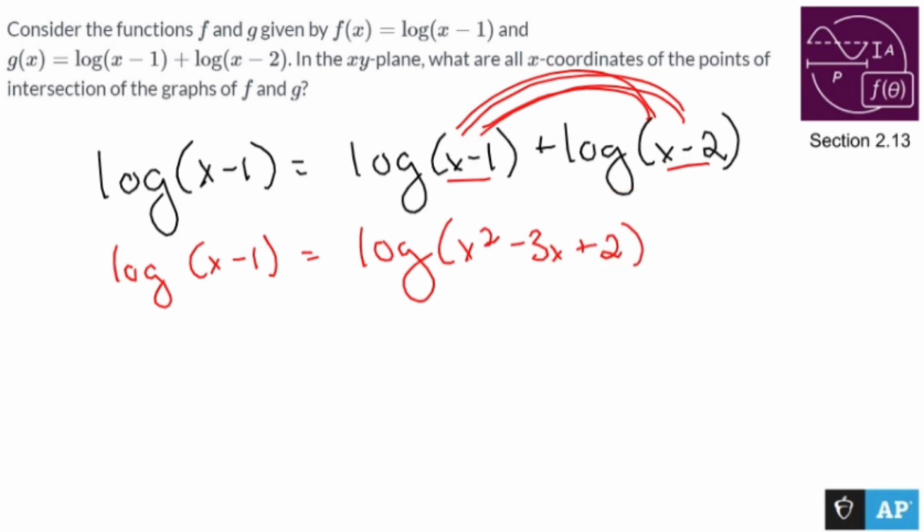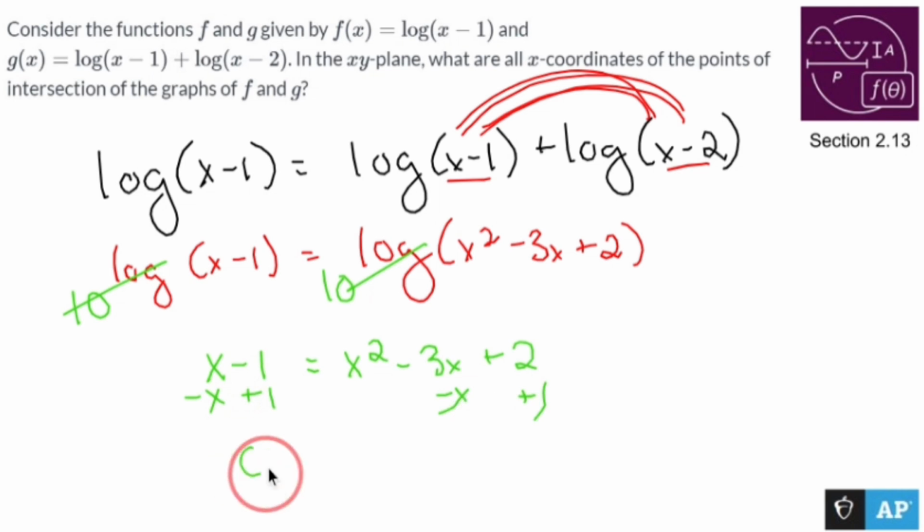Now, x is living inside a log. That's always problematic. So why don't I take 10 to the power of both sides and make all of those logs go away? Since this is invisible base 10, they disappear, and I drop down: x minus 1 equals x squared minus 3x plus 2. I'm going to subtract x and add 1 on both sides. That gives me 0 on the left, and now I have something that's factorable, and I'm going to use the zero product property, something that you've seen a million times.